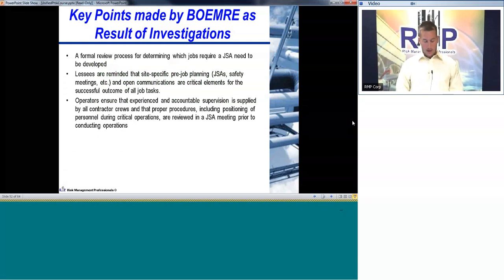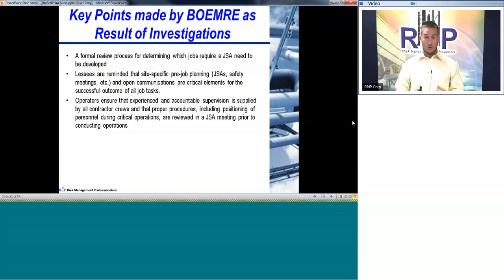Final points. A formal review process for determining which jobs require JSA needs to be developed. Some personnel are not aware of what specific tasks require JSA. This should be made clear to everybody so everyone knows which requires a JSA. All SEMS related operating and maintenance procedures, heavy crane operations, they all are going to require JSA, but everybody should be aware of these.